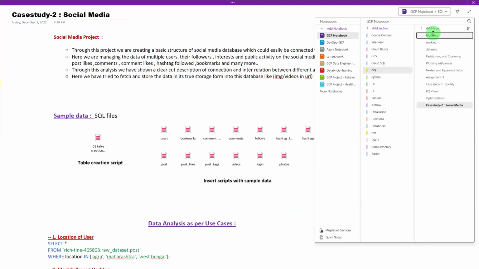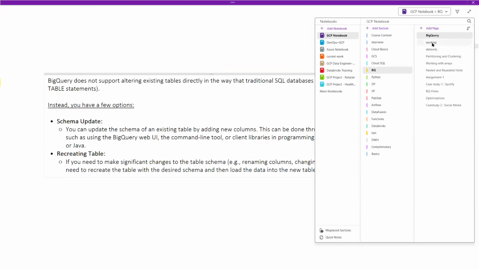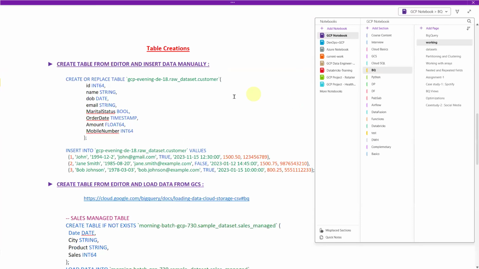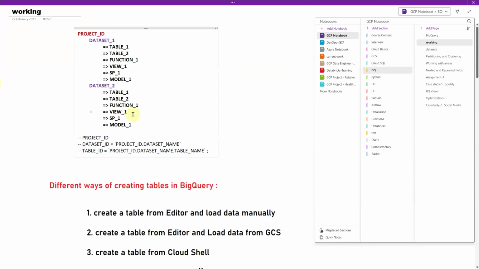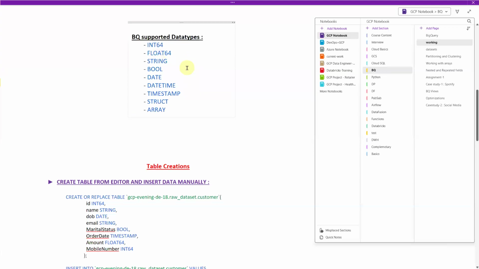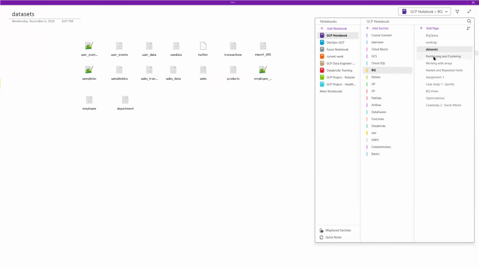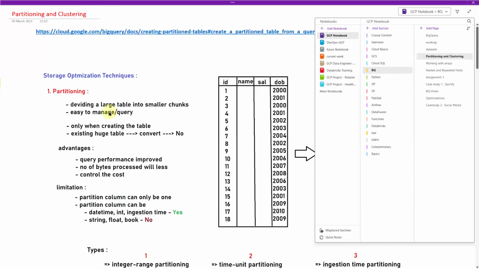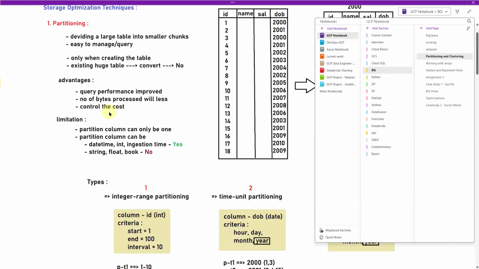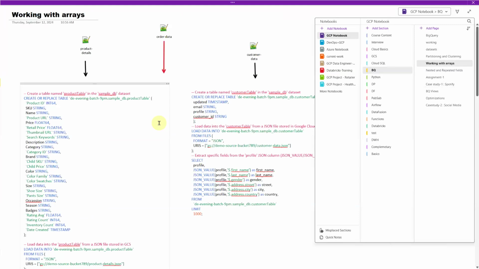And BigQuery. What is BigQuery? BigQuery's architecture, BigQuery limitations. Working with BigQuery, BigQuery's hierarchy, different ways of creating tables in BigQuery, supported data types, table creations. A dataset for practice purposes. What are BigQuery's partitioning and clustering, and the different types of partitioning and clustering. Working with one of the complex topics in BigQuery, that is working with array data. How do we work with it in BigQuery?